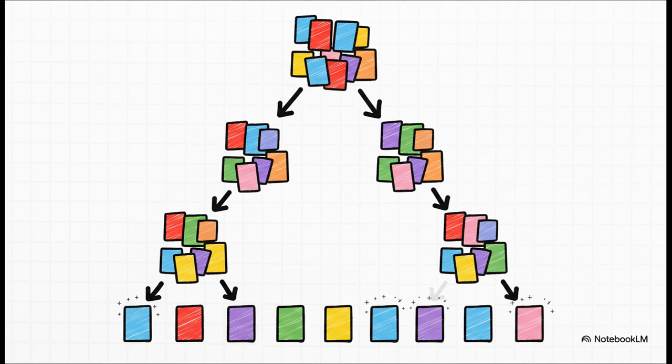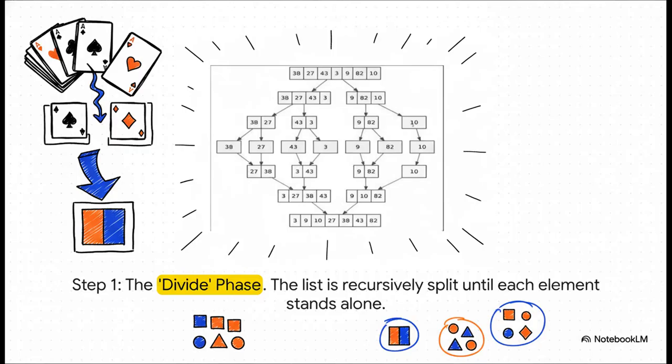You just split the list in half. Then you split those halves in half. You just keep splitting again and again until you're left with a whole bunch of tiny little lists that only have one item in them. And here's the genius part. A list with only one item in it is already sorted, right? By definition.